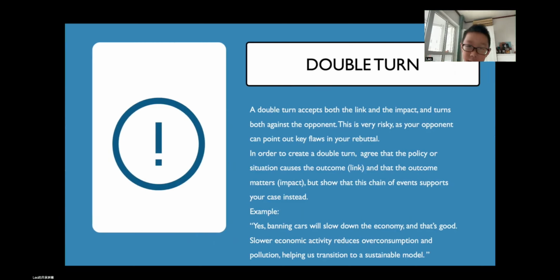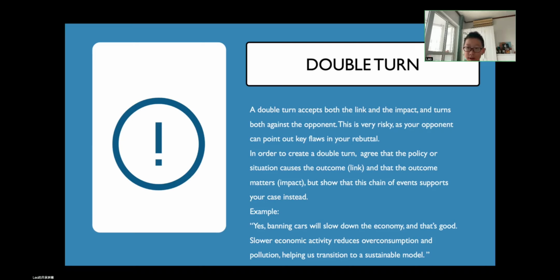Now we'll talk about a double turn. This is extremely risky because a double turn is essentially the combination of the link turn and the impact turn. So you're agreeing to both in a point and twisting both, so you say both the cause and effect support our side. Now, why is this very risky? It's because the opponent can then say, you accepted both the cause and effect, and therefore you agree with our point. So unless you've got a very good reason for it, we do not recommend using double turn because it is a very advanced subject.